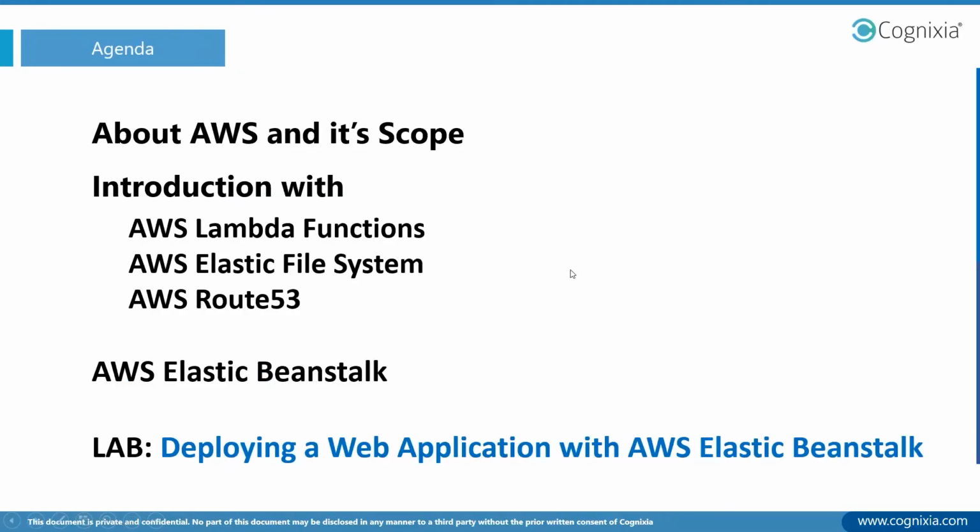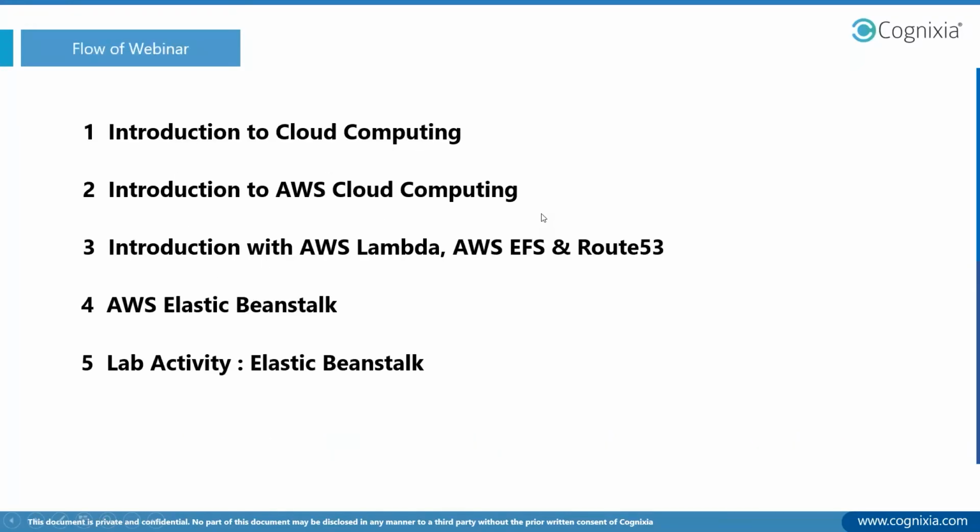If you see the agenda slide here, we discuss the agenda of our webinar. The very first, we will start with a little introduction to AWS and its scope. And then we'll come to topics like Lambda functions, Elastic File System, and Route 53. The main topic of this session is AWS Elastic Beanstalk.